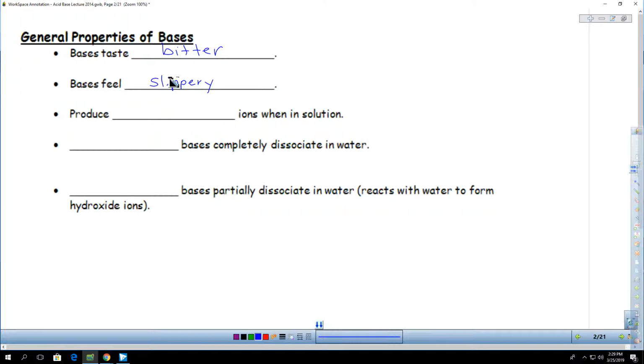Bases are our hydroxide producers, OH -1. We tend to produce hydroxide, a polyatomic ion.